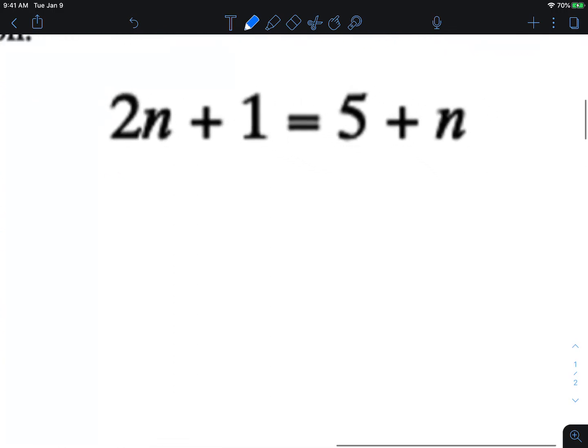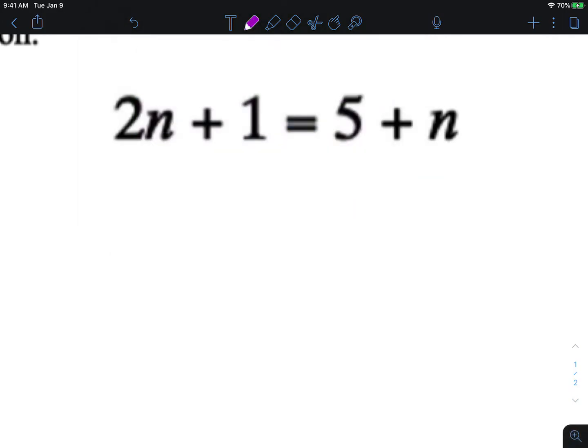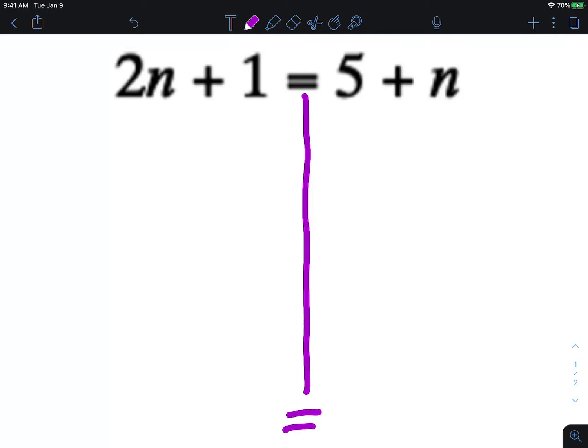Okay. Again, first thing I'm going to do is draw my line of separation, right down here like that. Everybody should be writing right now. This problem, 2n plus 1 is equal to 5 plus n.